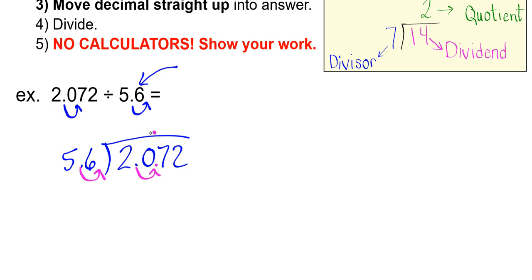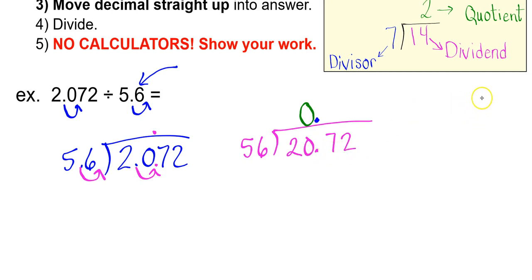I like to completely start over and rewrite a nice, neat division problem. So I'm going to do 56 on the outside, and then 20.72, and I am going to put that decimal in my answer right now before I forget. All right, we're going to start our problem. 56 cannot go into 2, so you don't start there, and it can't go into 20, but I'm going to put a 0 in the 1 spot here like a placeholder. But 56 can go into 207.